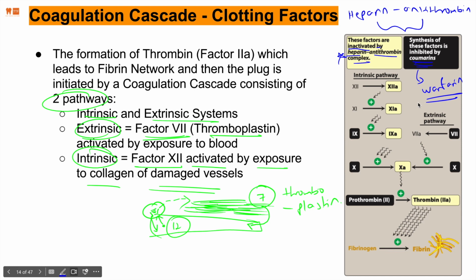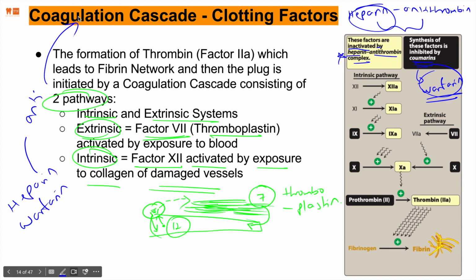Okay, so warfarin is an anticoagulant. Now, we talked about two words right here, heparin and warfarin. Remember this, heparin, warfarin. Both of these drugs are anticoagulants. They inhibit this process. Warfarin inhibits the synthesis of all of these, and heparin inhibits activation. Fair enough? Okay, don't forget that. We will come back to it in the later slides.